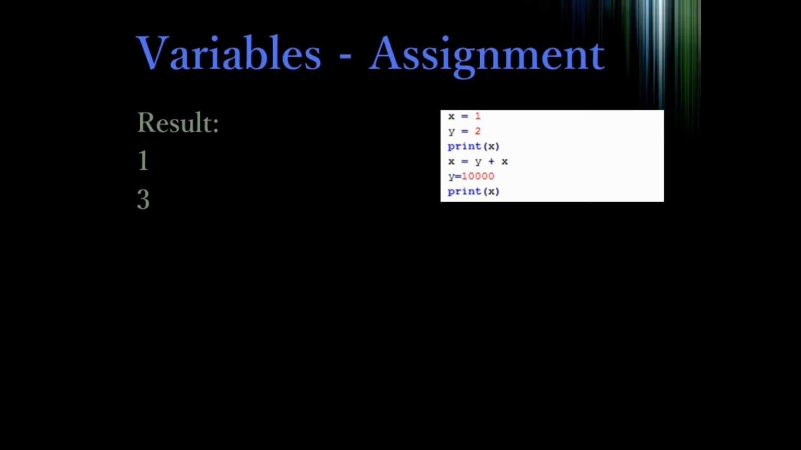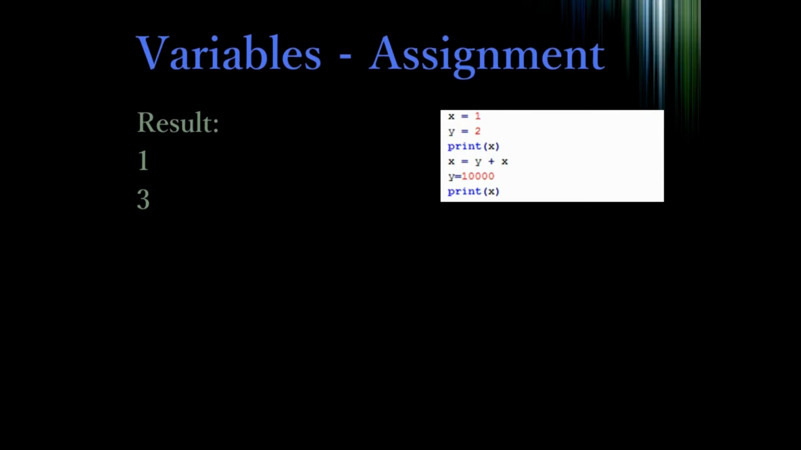Here we have a sample program where we set the variable x to 1, y to 2, and then we print the value of x. X prints out the number 1. Then we set x equal to y plus x, which makes x now equal to 3. We change the value of y to 10,000, and then we print out x. Notice that the value printed out is 3, not 10,003 or anything like that.